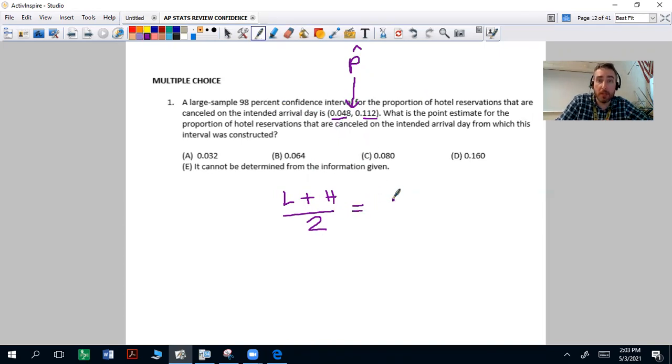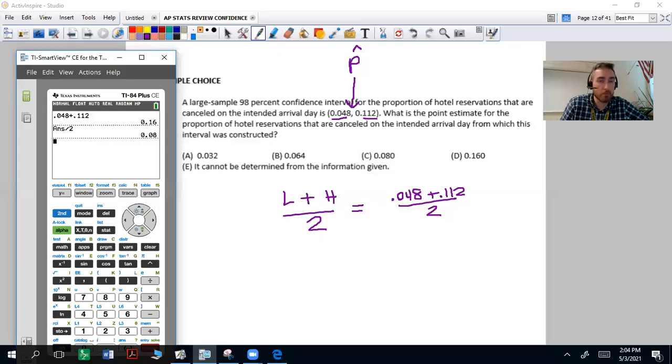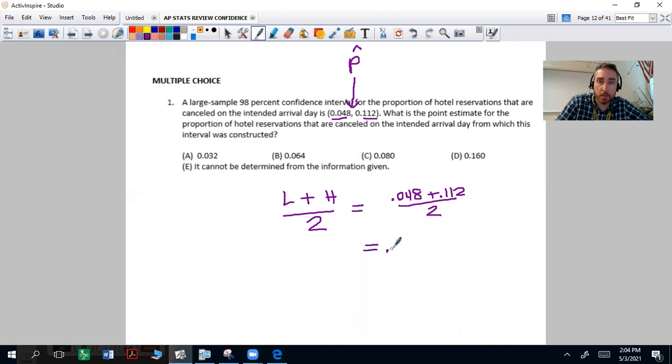So we're going to take 0.048 and add it to 0.112 and then divide that by 2. If you want to pause the video, you can see what you get. As you can see from my calculator, adding those two numbers divided by 2 gets you 8%. So right in the middle, 0.08 is your point estimate. That's your sample proportion.